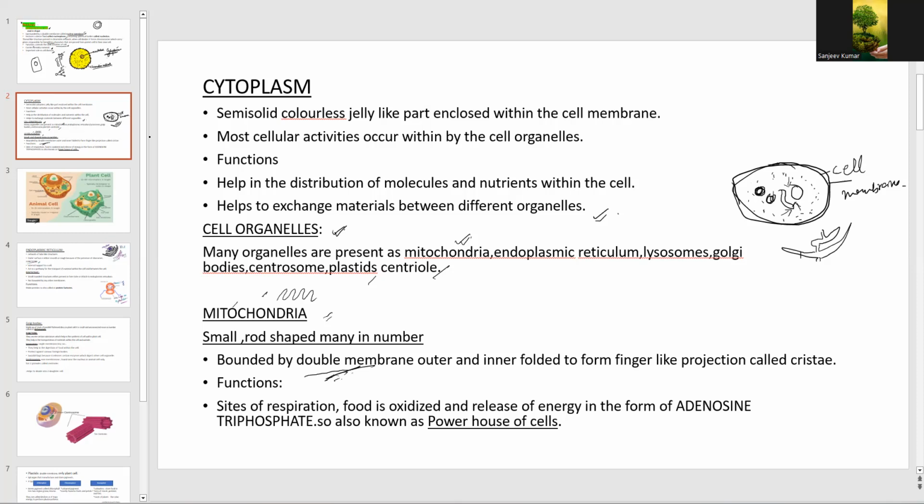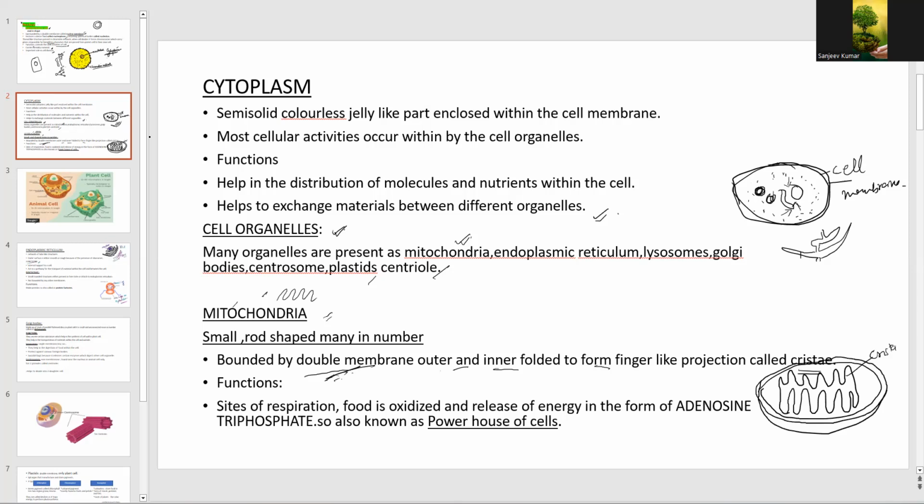It is a double membrane, outer and inner, folded to form finger-like projections, which are called cristae. In simple form, if I make the diagram, individually there are finger-like projections like this. And it is a double membrane structure. Again, double membrane means it will be filled with fluid. So this is called the cristae.